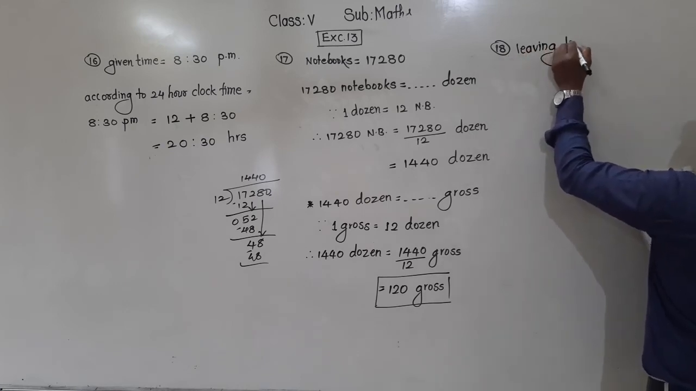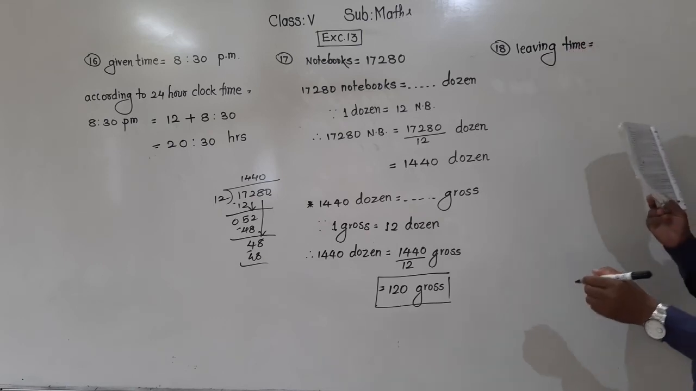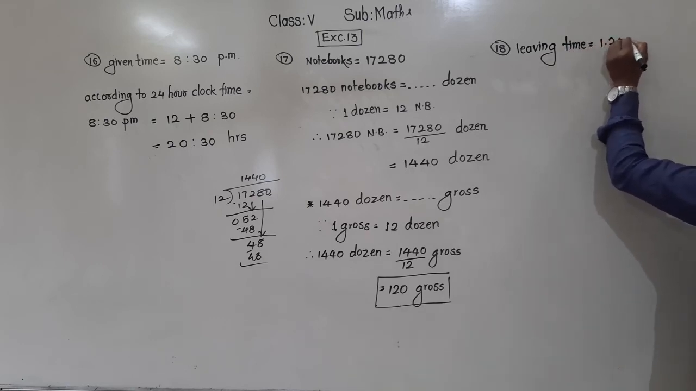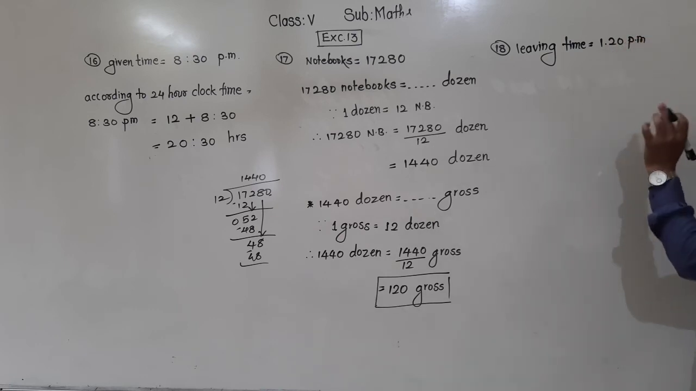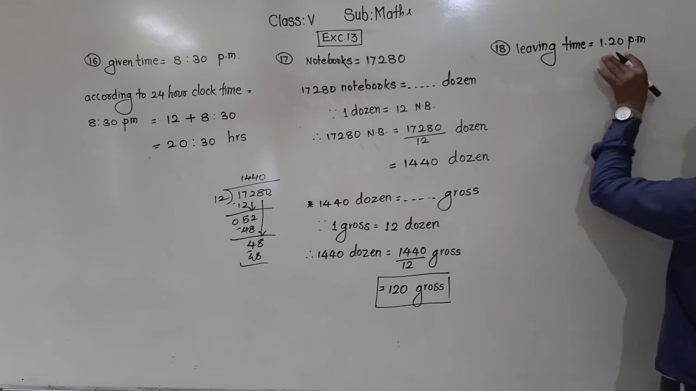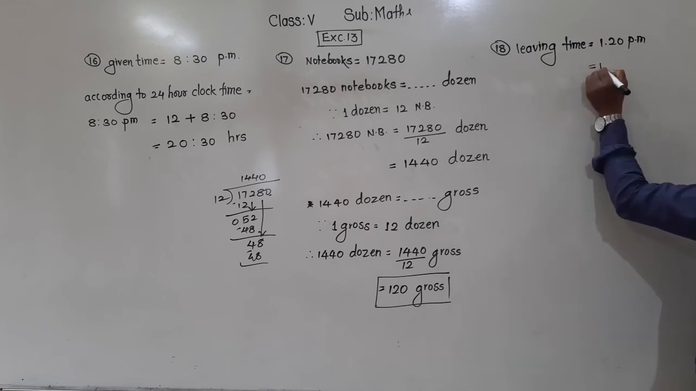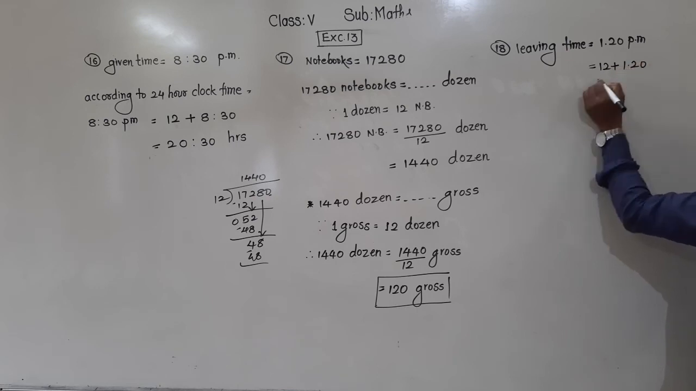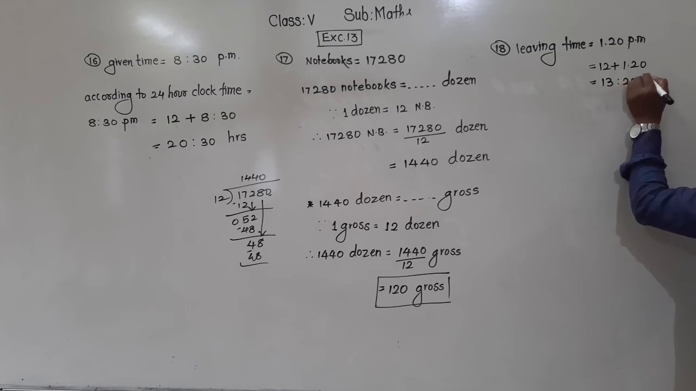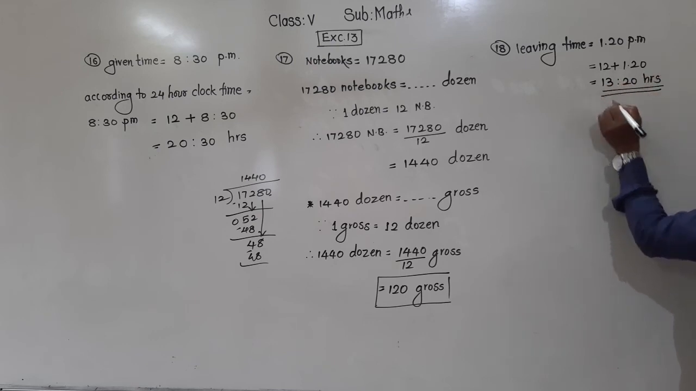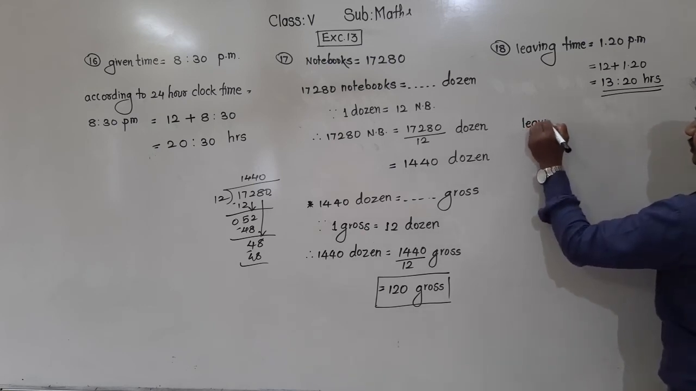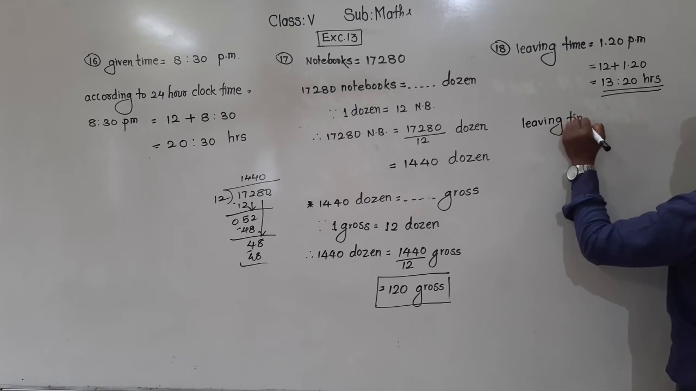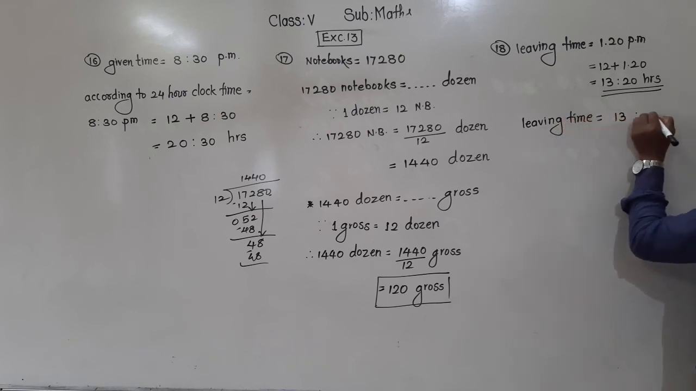Leaving time of that bus, what is that? 1:20 p.m. 1:20 p.m. means afternoon one. So this time according to 24-hour clock will be 12 plus 1, 13:20 hours. So in this 13:20, we will add the duration. So leaving time according to 24-hour clock is 13 hours 20 minutes.